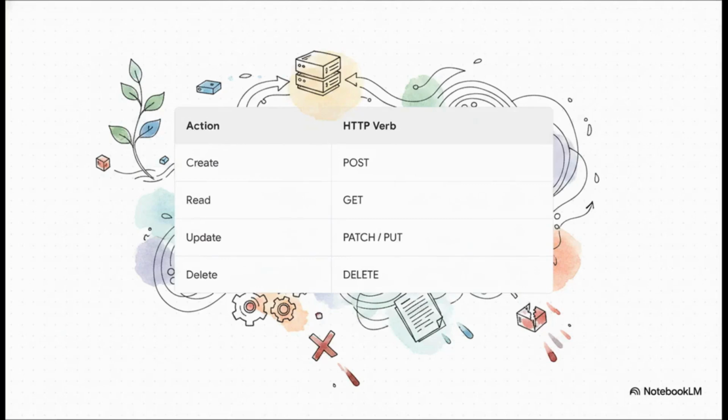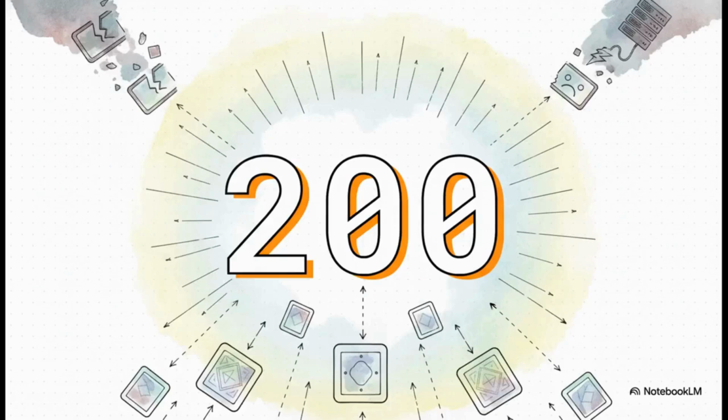When we want the server to actually do something, we use the CRUD acronym: create, read, update, and delete. And the beauty of REST is how it maps these actions straight to HTTP verbs. You want to create something? You use a POST request. Want to read data? GET it. Updating? Use PATCH or PUT. And to delete? Well, you send a DELETE request. It's elegantly simple. Along with your shiny new JSON data, the server throws in a status code in its header.